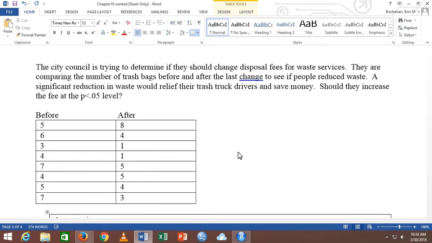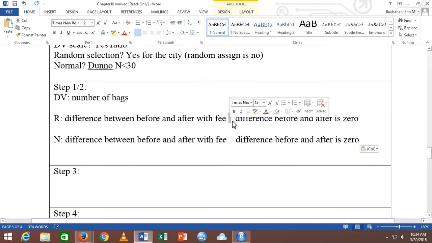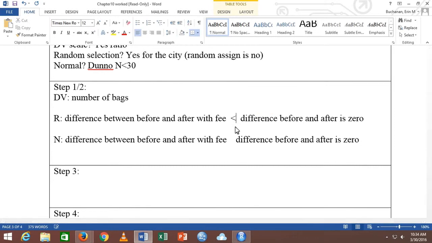Alright, so let's see what they want to do. They want to reduce waste. Okay, so we want a negative number. So I'm going to say that that difference score is less than 0. So it's going to be a less than test. And then because this is less than in the research, the null has to be greater than or equal to. So we only have 3 combos here.